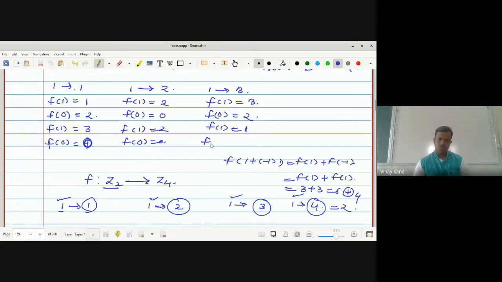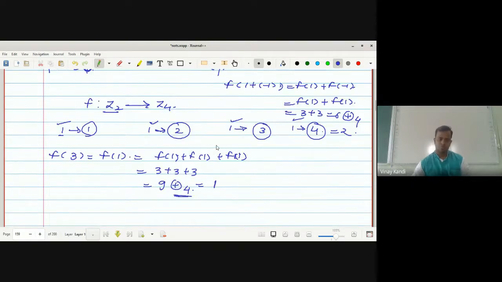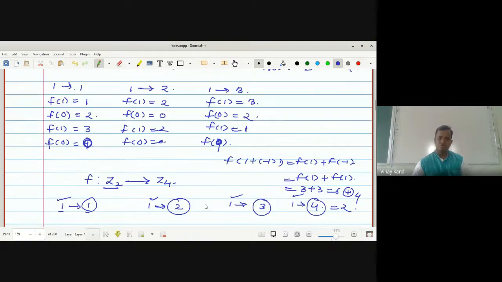Now f of 0, that is 4. 4 is equivalent to 0 in addition modulo 2. So f of 4 is equal to f of 0, which is f of 1 plus f of 1 plus f of 1 plus f of 1. If f is a homomorphism, 3 plus 3 plus 3 plus 3 is 12. Addition modulo 4 gives 0. This is an element of the codomain, so addition modulo 4 is taken. So f of 0 is equal to 0.